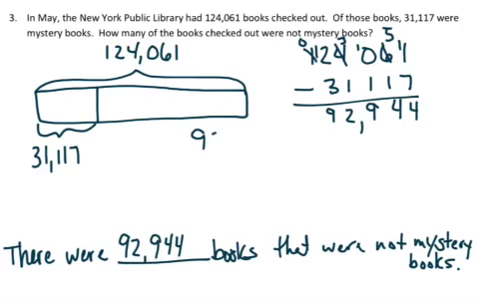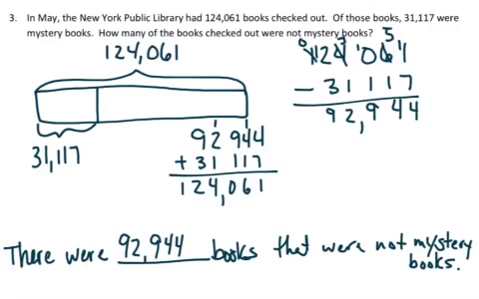So we have 92,944. And we're going to add 31,117. I just take out my comma. Okay, and we're going to add those together. And we have a sum of 124,061, and that checks with what we originally started with. So this answer is correct.